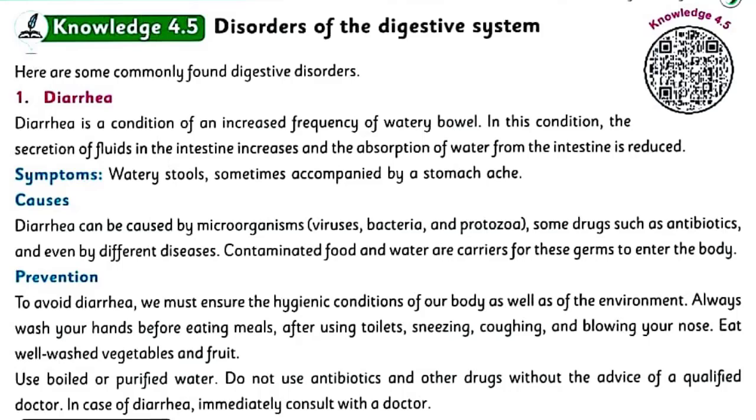Symptoms: watery stools, sometimes accompanied by a stomach ache. Causes: diarrhea can be caused by microorganisms, some drugs such as antibiotics, and even by different diseases. Contaminated food and water are carriers for these germs to enter the body.